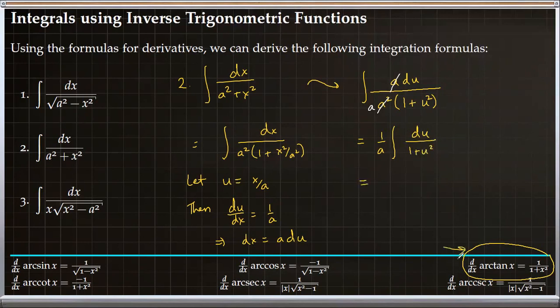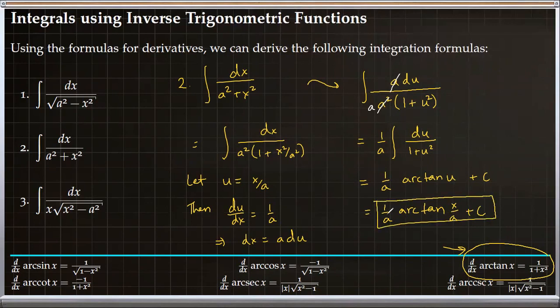So looking at this formula, the antiderivative of 1 over 1 plus u squared is simply arc tangent u plus constant. So this becomes 1 by a arc tangent x over a plus constant. So this is the antiderivative for the second function, 1 over a squared plus x squared.